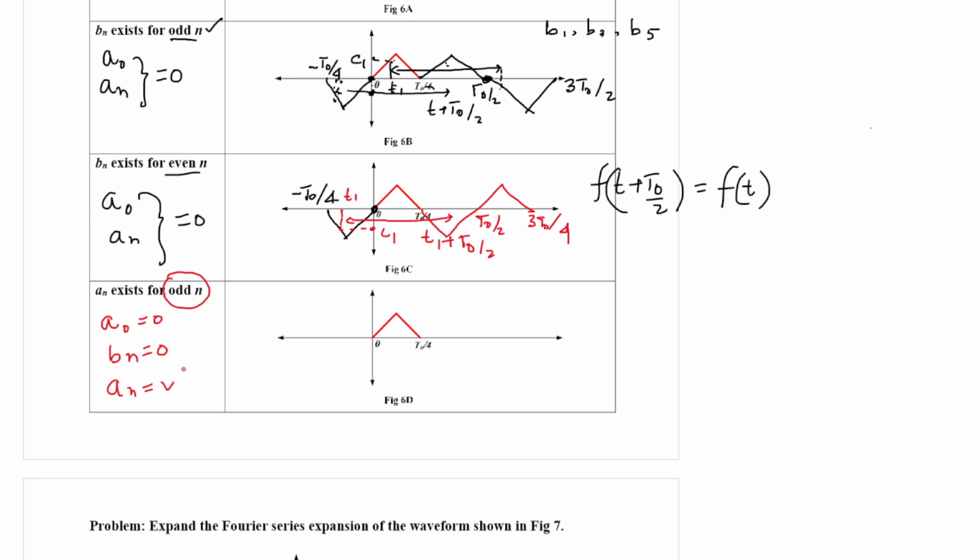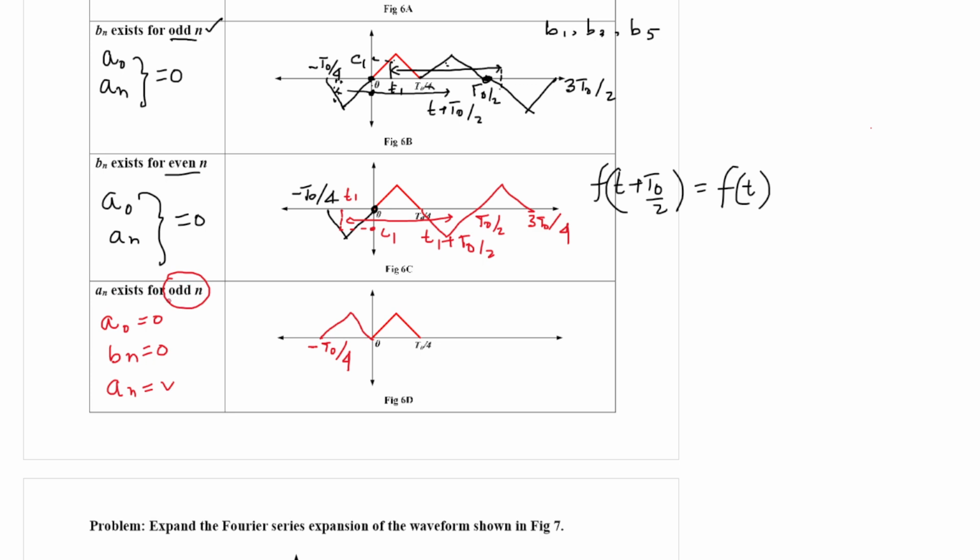So since An is there, let us first complete the half cycle. It should be the half cycle, minus T naught by 4. It is the half cycle, right? Now since A0 is 0, it must possess a negative part, otherwise A0 cannot be 0, right? So it should be a negative part. In addition to that, you have to check An existing for odd n.